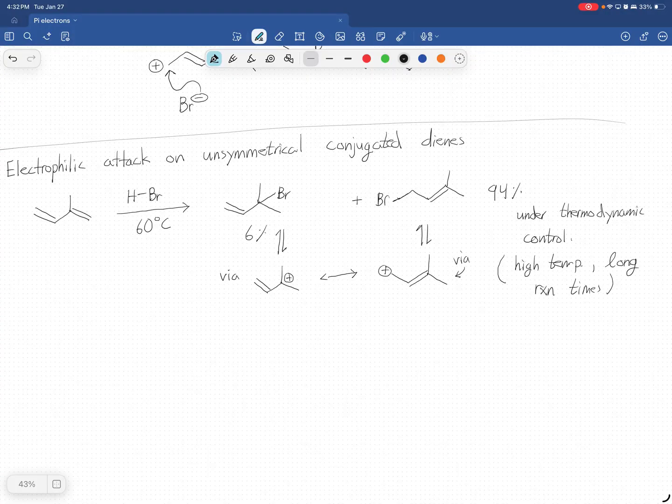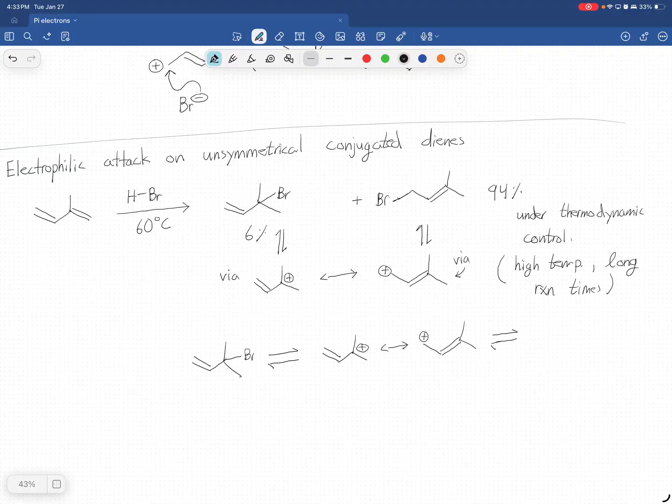So if you let something go to equilibrium, say this one forms, this product can form here, but it can equilibrate back to this carbocation. Well, it's not back and forth, but this carbocation can persist until eventually this product is favored.